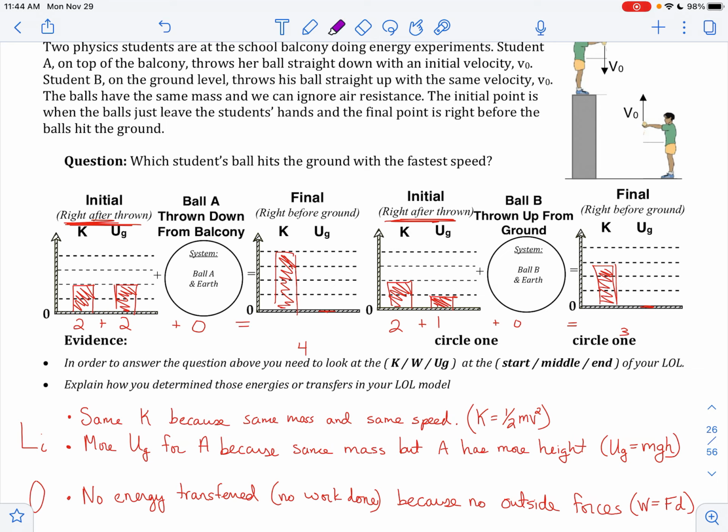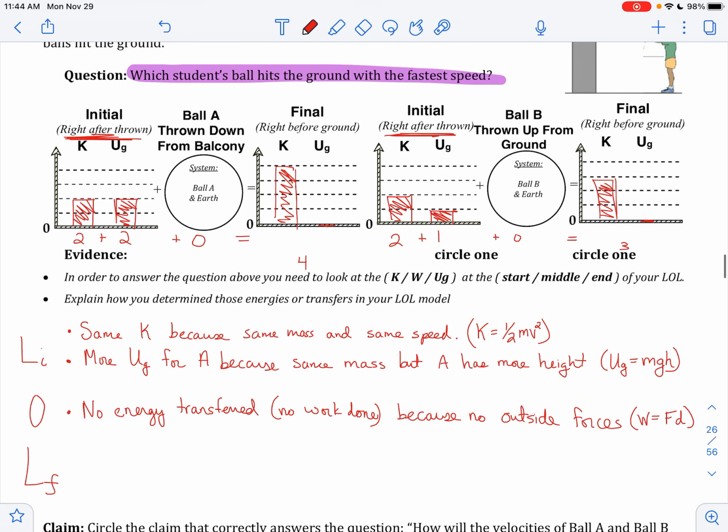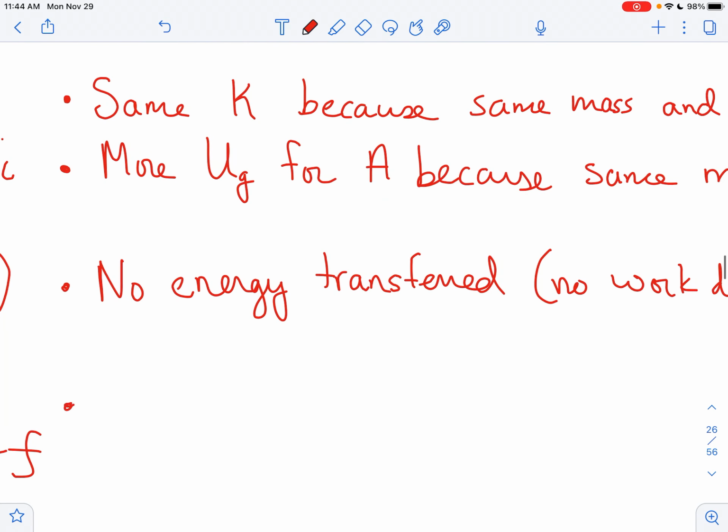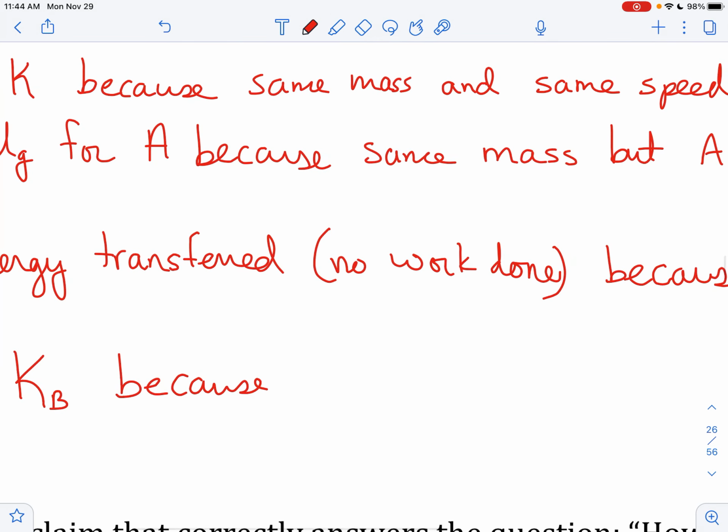Now, our question was, which student's ball hits the ground with the fastest speed? I have not answered it yet. I now know that ball A has more kinetic energy, but that's not the same thing as speed, and our concluding statement is going to address that. First, we need to explain how we knew that there was more kinetic energy for the final on A. So we'd say KA is greater than KB because, well, we can say that it's all K because no height.